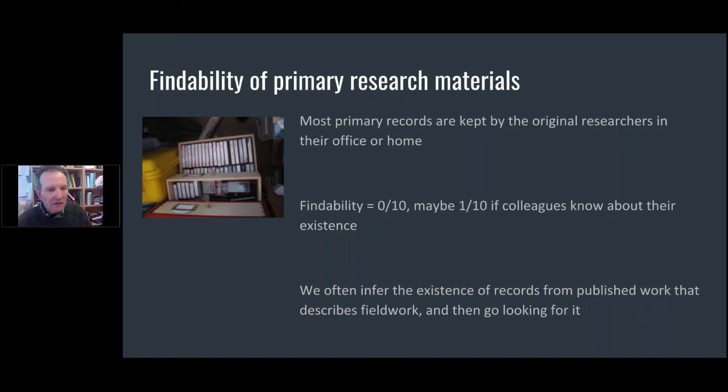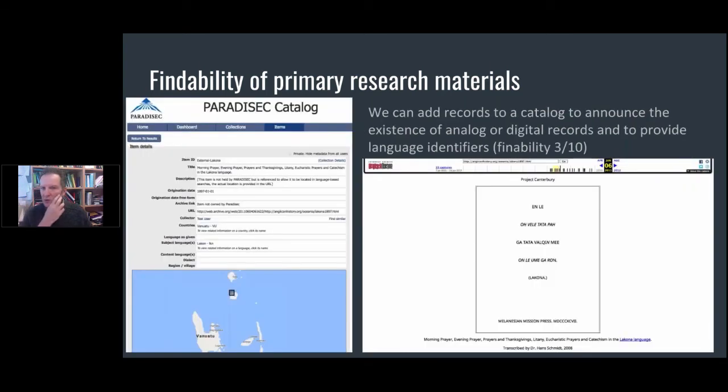It may be 1 if your colleagues know that you've done this work and you have these tapes sitting in your office, but a speaker of the language trying to locate recordings that you made with their grandparents, they're not going to be able to find that material. So from our point of view in Paradisec, we infer that these records must exist because we know that the research has been done. So we can go looking for it. And then what we can do with that is we could add records to our catalogue pointing to analogue materials, and we do this in some instances.